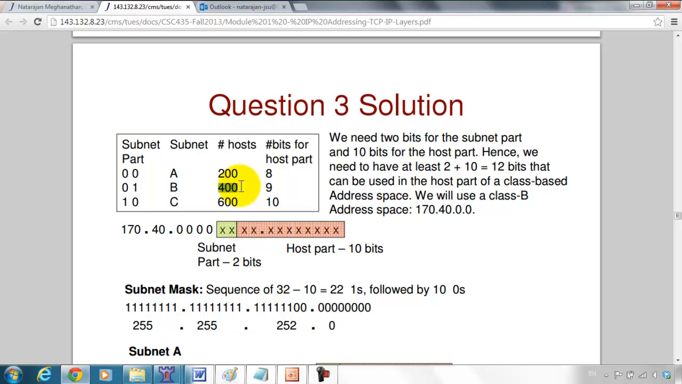And then to support 600 hosts, we need 10 bits because 2 to the 9 minus 2 is only 510 and we need at least 600 hosts, right? So we need to go for 10 bits. So we'll take the maximum of these three, which is 10. So we'll need 10 bits for the host part. Now we need three subnets, so we need 2 bits for the subnets, which is 00, 01, and 10. So we need at least 2 bits for subnet and 10 bits for the host part, so we need at least 12 bits.